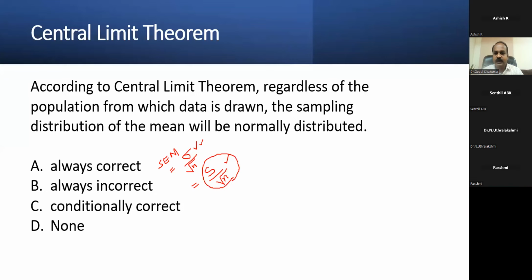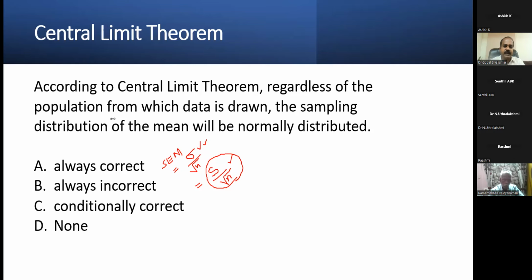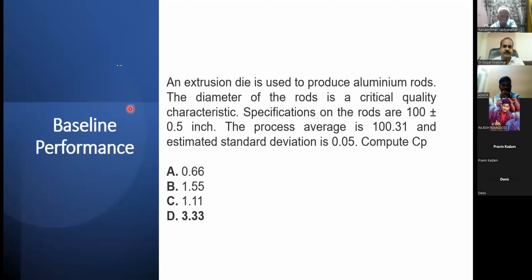And now the central limit theorem says your sampling distribution will always follow normality, irrespective of the population. This rule only depends on subgroup size. What is required? Sufficient subgroup size is required. That's the reason why conditionally correct is the correct answer. Hope all of you understand what the central limit theorem is. Right?